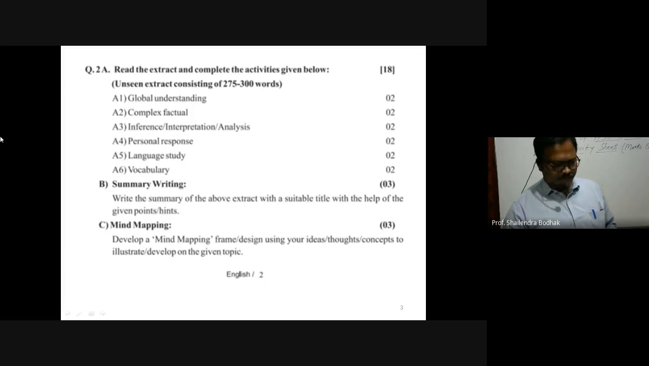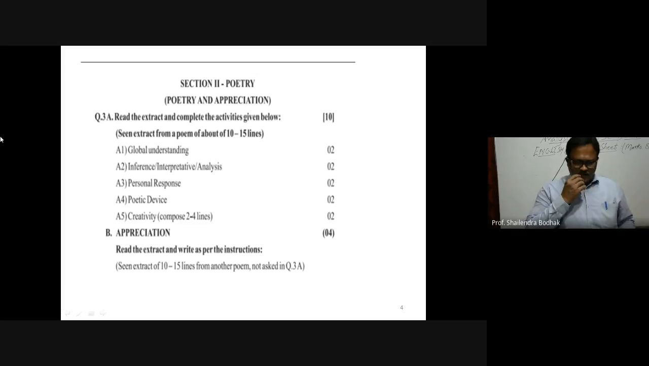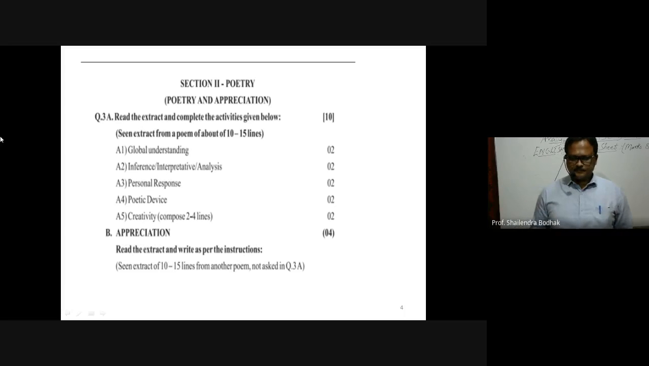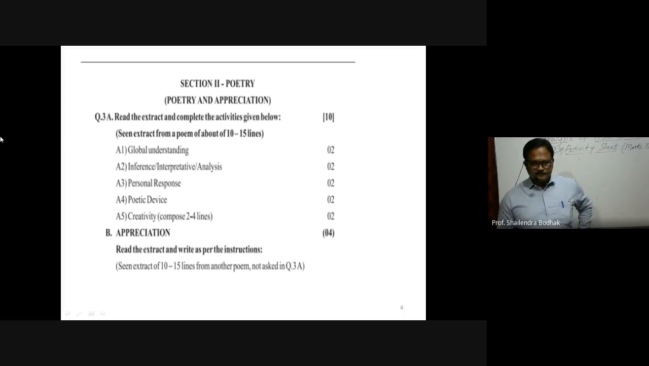Then next, if you see section 2, that is poetry, question third A. Read the extract and complete the activities given below. It carries 10 marks. So the poem will be of 10 to 15 lines. Okay.